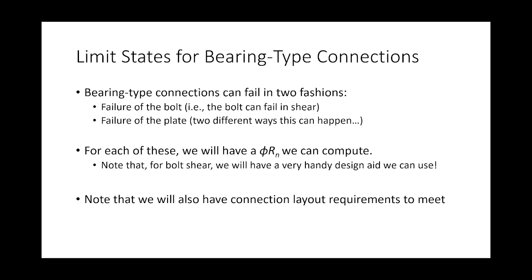So bearing-type connections can fail in two fashions. Either the bolt can shear or the plate can fail in bearing. But there's actually two ways that can happen. And so for each of these, we're going to have a phi-Rn that we can compute. And I want to tell you that for bolt shear, we're going to have a very handy design aid that we can use in a bit. I'm going to show you that design aid today. We are also going to have connection layouts that we need to meet. We're going to talk about that on Friday.